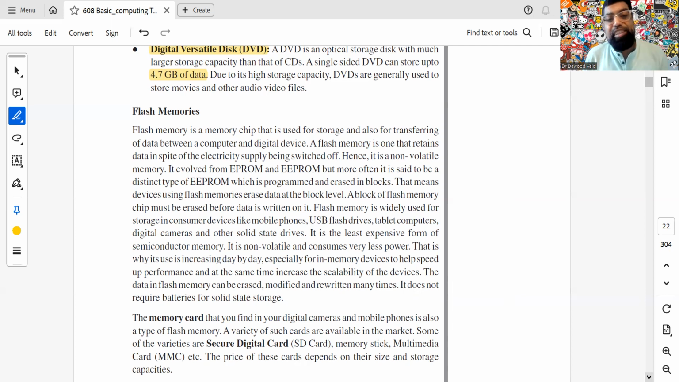And then there are these flash memories. What is a flash memory? Remember, a memory chip used for storage. Remember we used to talk about cache memory. Now between a computer and a digital device is a flash memory. A USB, a mobile phone, a tablet, digital cameras, all of these are flash memories. Very, very common. You can insert a small chip, you can have a lot of data in it. Flash memory is non-volatile. It has come from EEPROM and EEPROM. Remember, right? Programmable read-only memory, electrically programmable, electrically erasable.